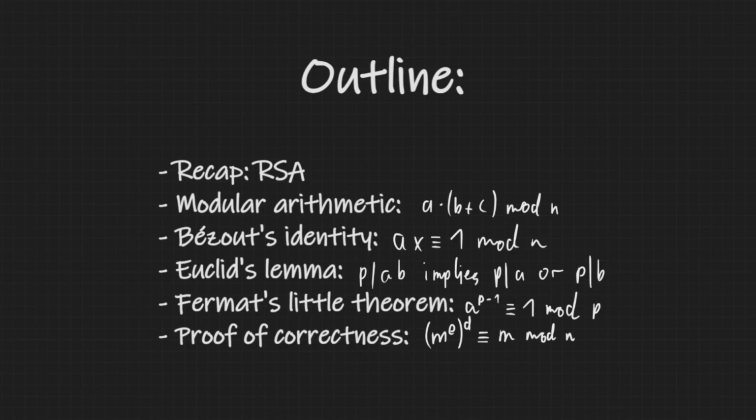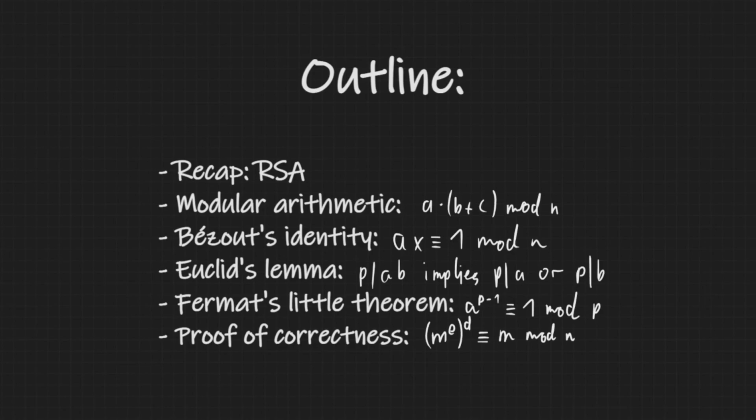I assume that you at least know what RSA is, so I will only give you a short recap of how RSA encryption works. Next, I will give you a crash course on modular arithmetic, and then I will walk you through 3 key theorems from number theory we will need in order to prove RSA: Bezout's identity, Euclid's lemma, and lastly, Fermat's little theorem. I will give proofs for all 3 of these, but if you're not interested, of course, you can always skip them and go to the next section.